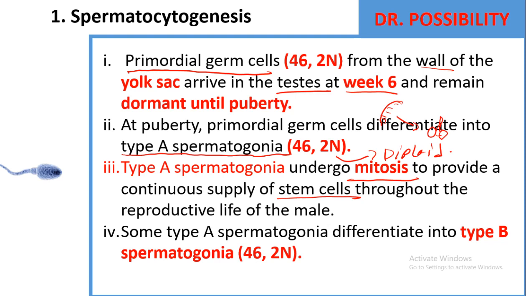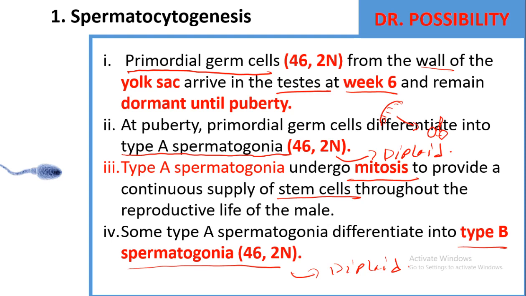So some type A spermatogonia differentiate into, as I said, type B. Remember, type B also has a diploid number. The question arises, how come this cell has a diploid number of what? Chromosomes? The reason is simple. It's because type A underwent the process of mitosis and not meiosis. This process of mitosis produces only a diploid number of chromosomes and not a haploid.